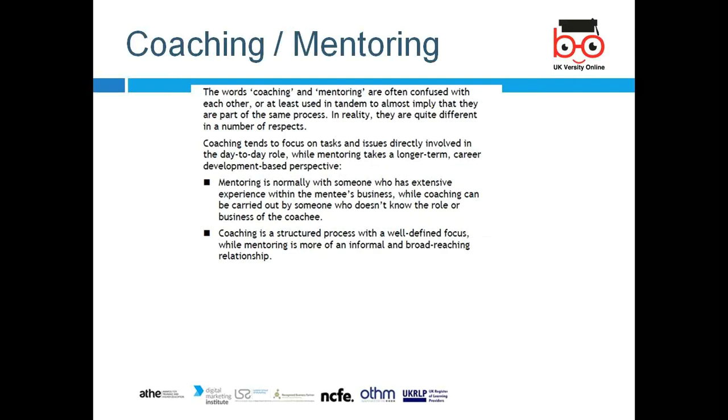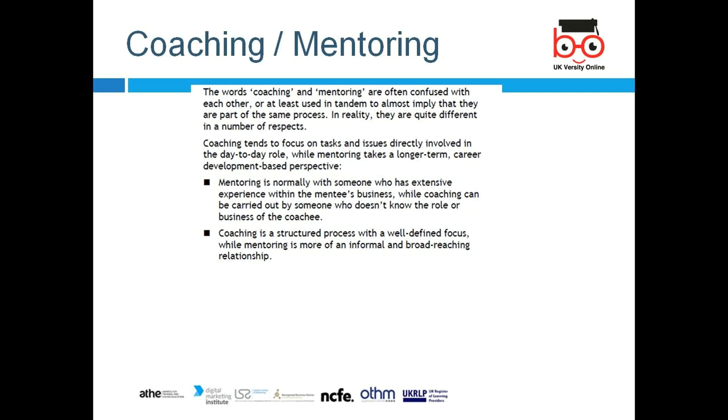No. Okay. Next, coaching and mentoring. What is the key difference between coaching and mentoring? Has anybody ever heard? In a team, with the team members, of course, we need to do coaching. The words coaching and mentoring are often confused with each other, but they are used differently. Coaching tends to focus on the task and the issue, directed at the day-to-day role. For the day-to-day role, you do coaching.